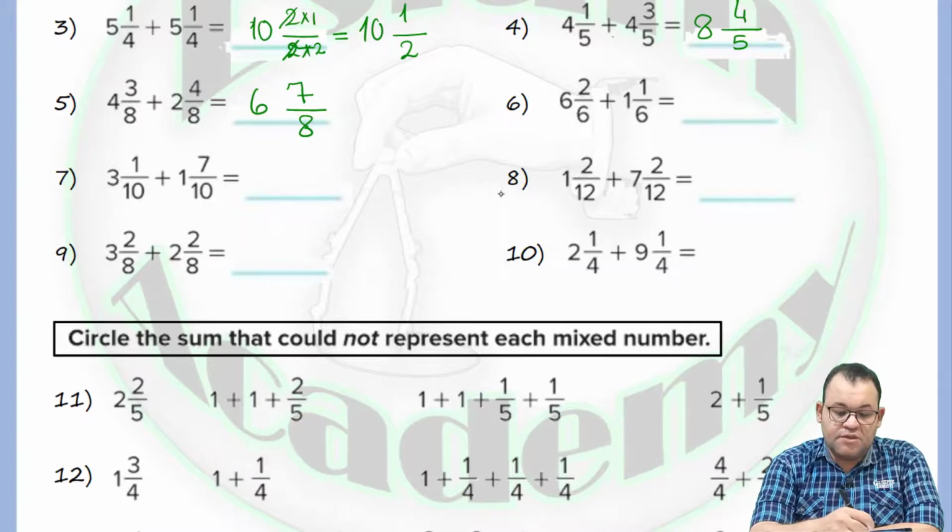6 and 2 over 6, plus 1 and 1 over 6. We add the whole numbers: 6 and 1 equals 7. Now write the denominator without any change. 2 plus 1 equals 3.